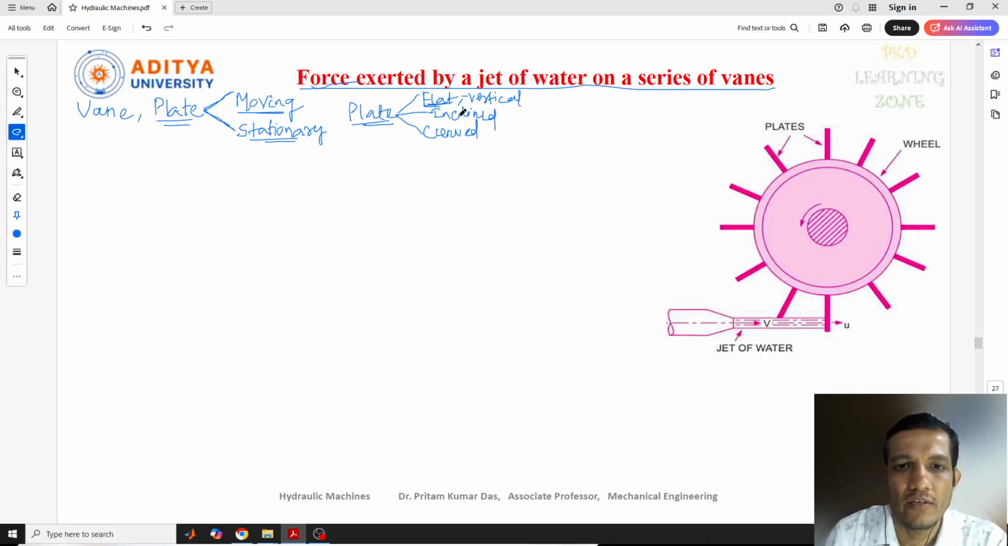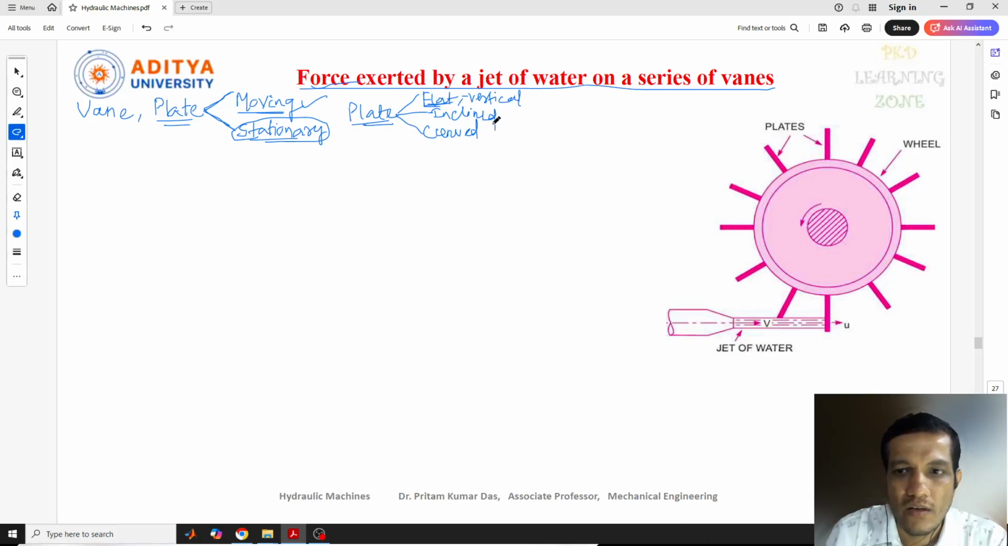But if you observe, everywhere we used to discuss only single plates. Everywhere we have taken a single moving plate. Moving condition means only moving, like some change of distance will be there. Stationary means that it is fixed. So here we are going to discuss a series of vanes.